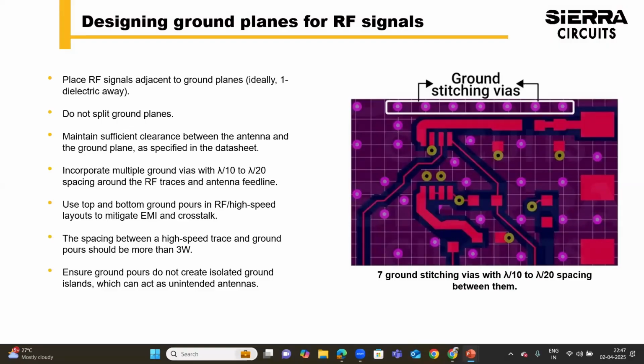Use top and bottom ground pours in RF or high speed layouts to mitigate EMI and crosstalk. And the spacing between a high speed trace and ground pour should be 1.5 to 2 times the trace width. Also ensure ground pours do not create isolated ground islands because these ground islands can act as unintended antennas.